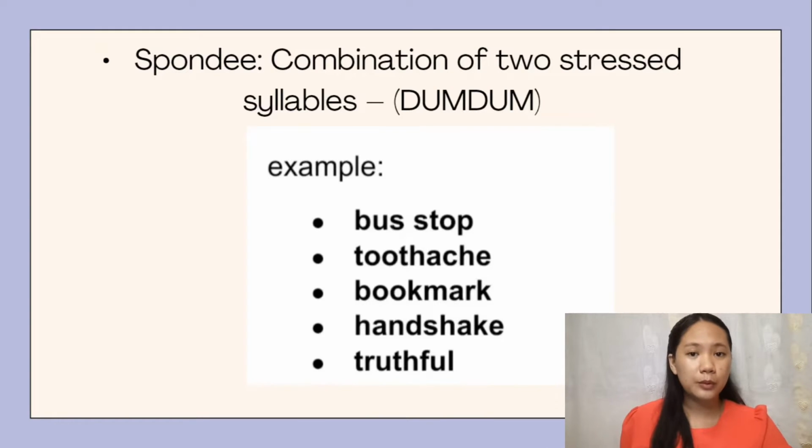So let us take a look at the examples. We have here bus stop, toothache, bookmark, handshake, truthful. So those are some of the examples of spondee types of feet. Now let us move on to another type of feet to be discussed by Miss Nice Labadan.